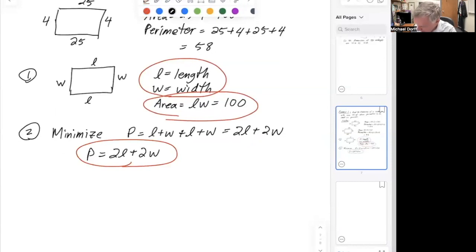Well, part 3 then says we want to take what we have so far, and we want to write one function. We want to write a function in one variable. Right now, we have a function P in 2 variables. It has L and W in there.